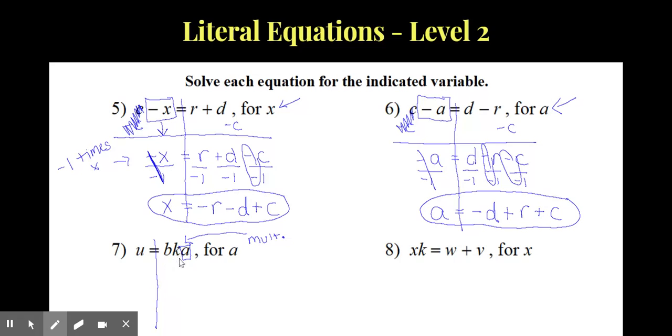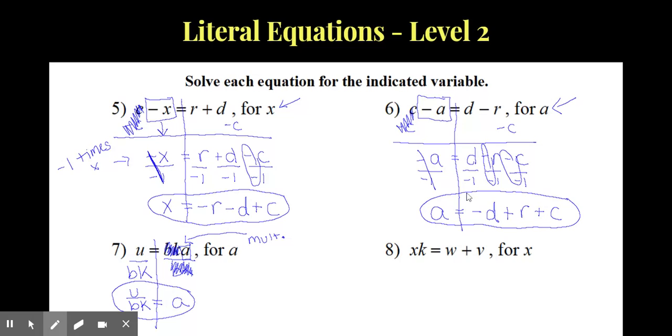So to undo that multiplication, I need to divide both sides. And I can do this in the same step. Since I have to get rid of the times b and the times k, I can just divide by b and divide by k, all in the same step. So on the right, my bk cancels with my bk. And I drop down a equals. On the left, I cannot do u divided by bk, so I just leave it the way I see it. u over bk. That's my final answer.